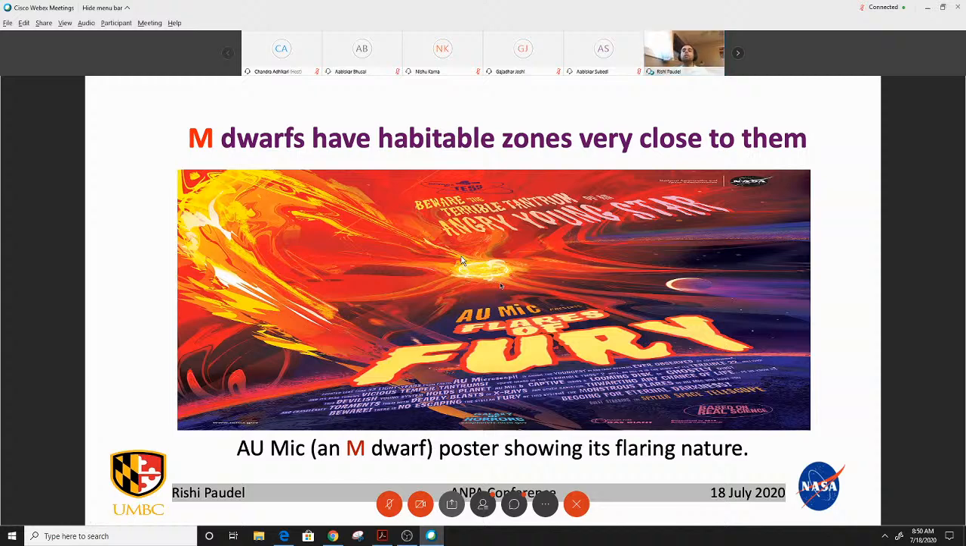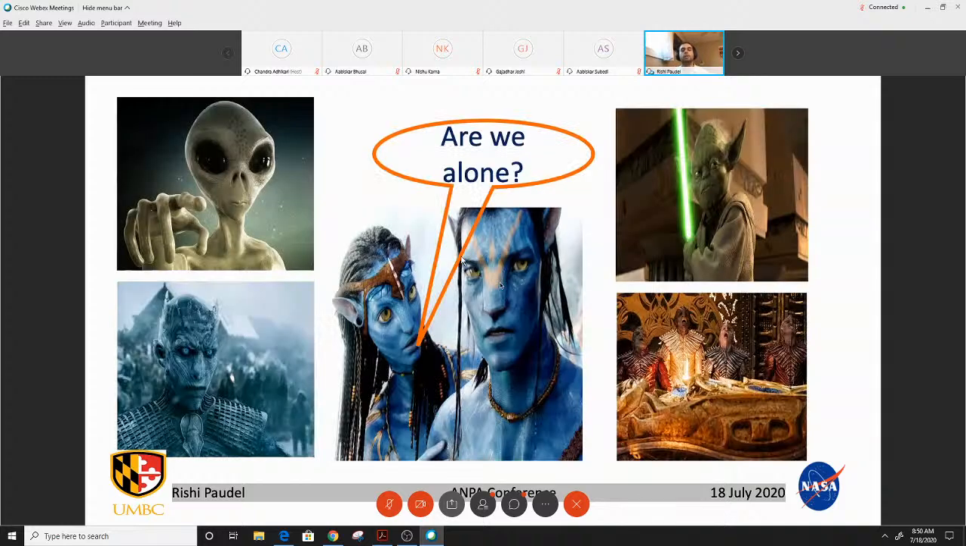The main point is that we need to study the flares on M dwarfs to study if the conditions on planets orbiting them are suitable for habitability or not, and find an answer to this very, very big question: are we alone or not? Do we have friends like them somewhere out in the outer world? Maybe yes, maybe not.